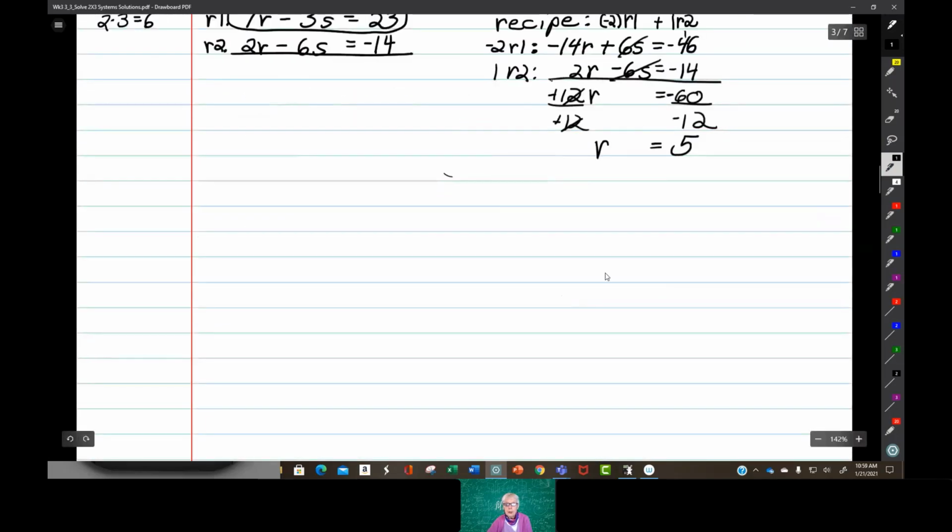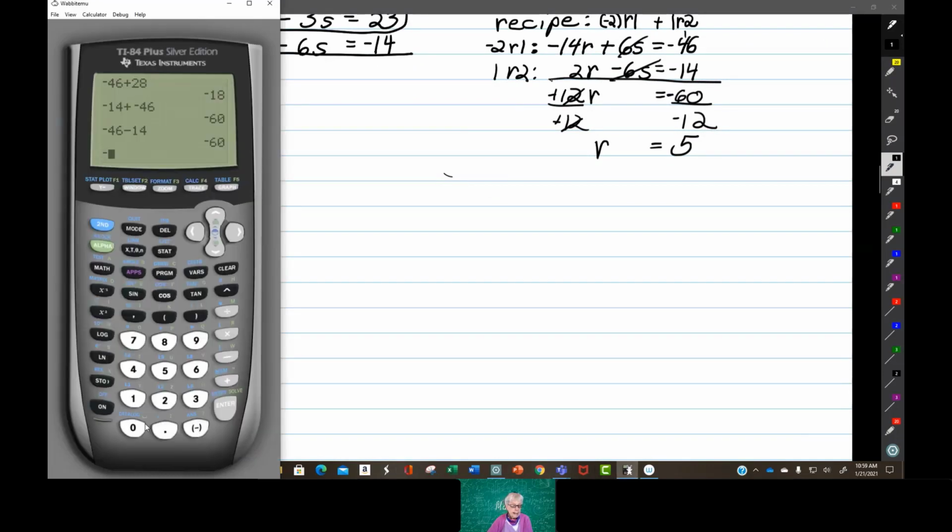Let's double check. You can also say -60 divided by -12. And then hit enter. But look what happens if you forget and do this. -60 divided by -12, or divided by -12. Well, we'll do that next. See, you got the wrong answer because of that.